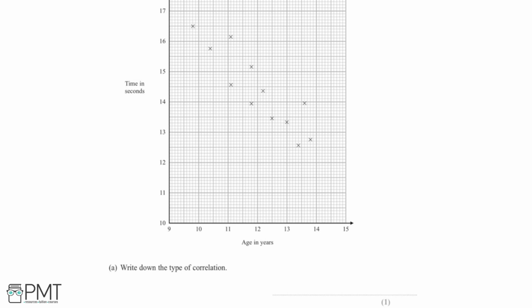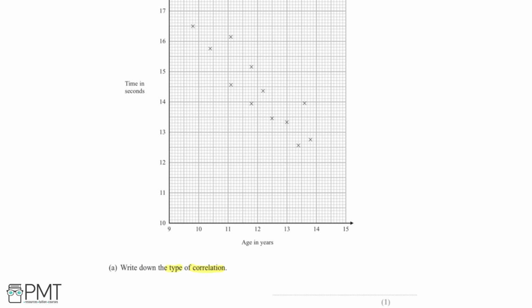Now for the first part of this question, we're asked to write down the type of correlation. So correlation between two variables basically is a way of showing how the two are related. So how time in seconds relates to age in years.